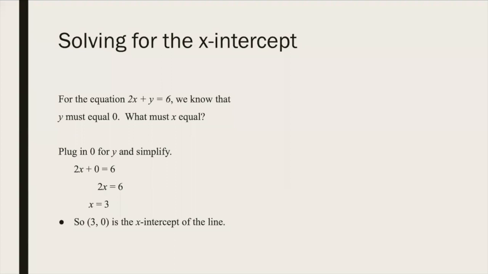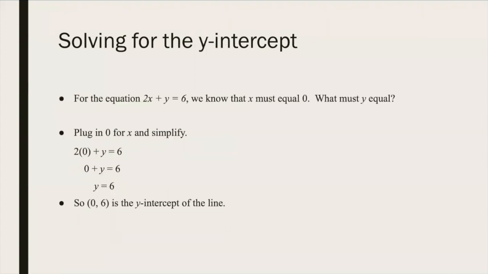Solve. For example, here, you have 2x plus y is equal to 6. So you substitute y equals 0 and then solve for x. So after solving for x, the value of your x would be your x-intercept. So that's 3 and 0. Now for y-intercept, same as what we did to the x-intercept, we just equate x to 0 and then solve for y.